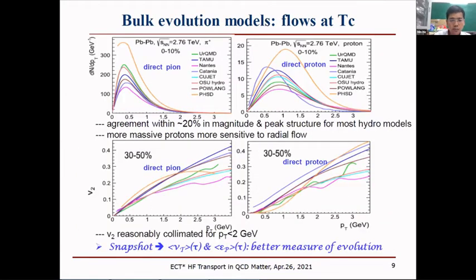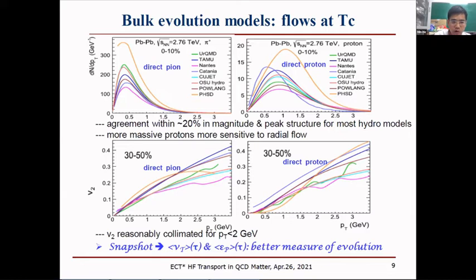And then let's look at the flow as imprinted from different hydro bulk evolution models at TC. So this is really just a snapshot at TC. So this is the direct pion spectrum and proton spectrum.